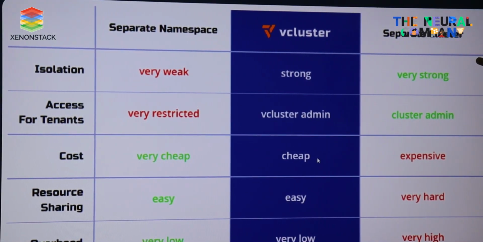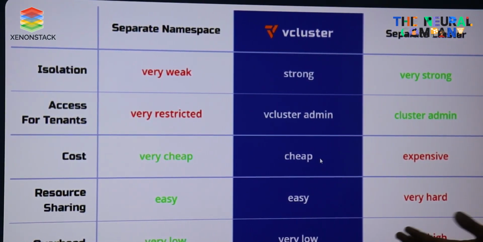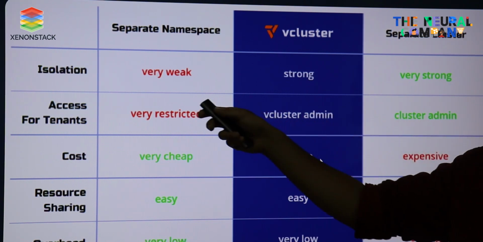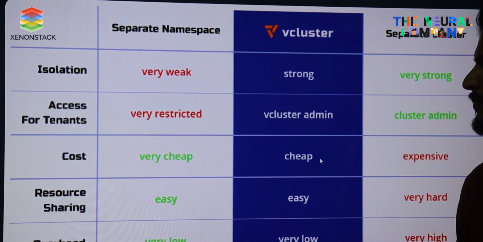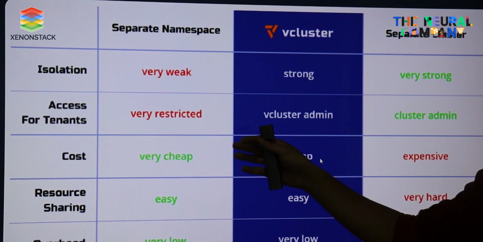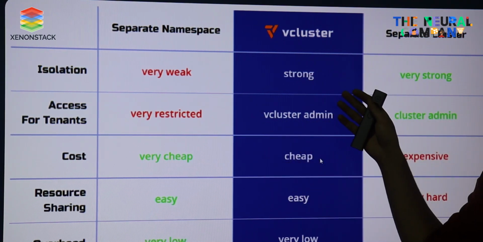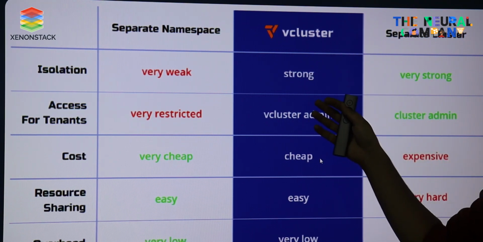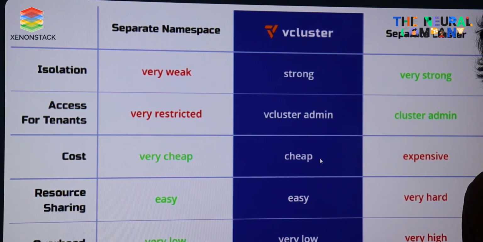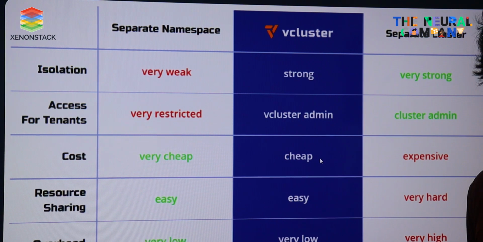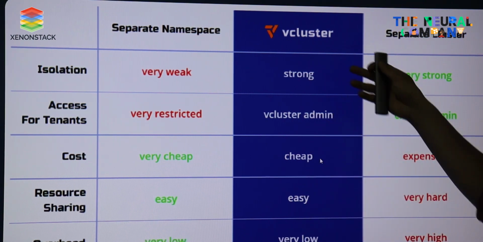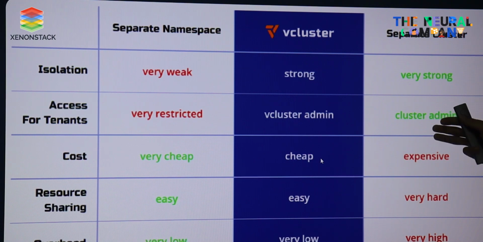After that, we have the separate cluster, where isolation is obviously going to be very strong. Next, we have access for tenants, which means can the tenants get access over it very easily or not? In a separate namespace, the access for tenants is very restricted. In Vcluster, we can define admins for accessing it, since the Vcluster runs inside a separate namespace in the host cluster. We can provide the admin role to the tenants, and then they can access the Vcluster. And for separate clusters, we have cluster admins.